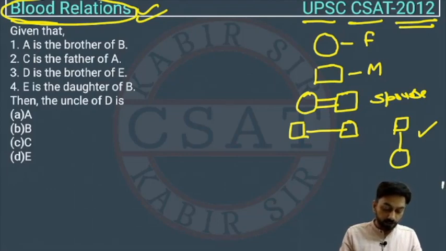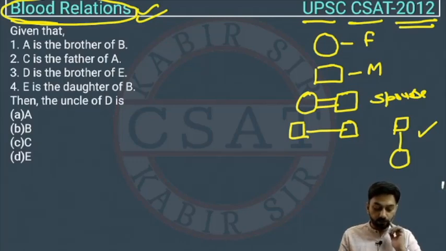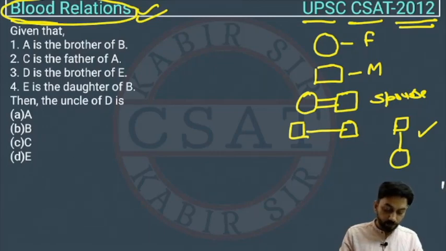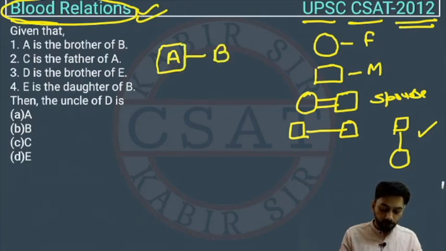So the statement is given that A is the brother of B. In this kind of question, as we read each statement, we should keep drawing the diagram. So A is the brother. Suppose this is A. We know the gender of A is male, right? Because A is brother of B. We don't know about B, right?